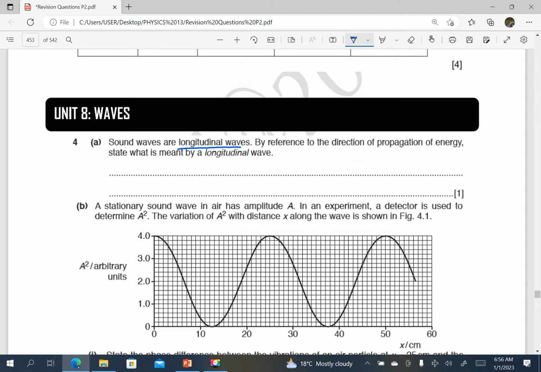By reference to the direction of propagation of energy, state what is meant by a longitudinal wave. In your class, you must have distinguished between a longitudinal wave and a transverse wave. To be specific, for a longitudinal wave, the particles vibrate parallel to the direction of propagation of energy. Yet for transverse, the particles vibrate perpendicular to the direction of propagation of energy.